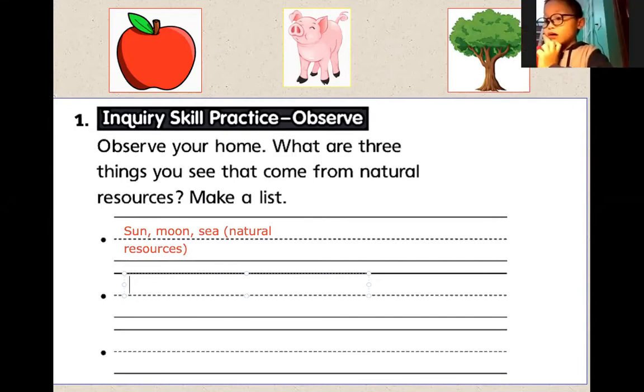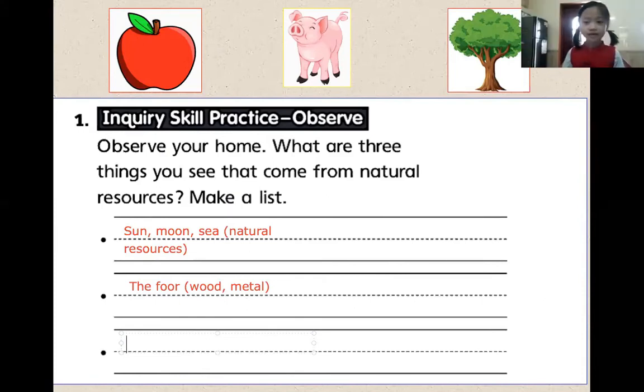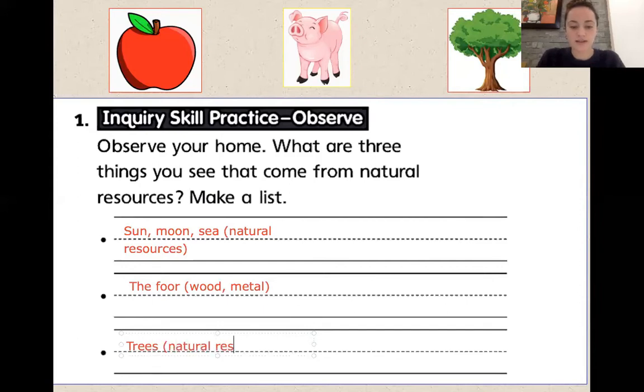A door? The door. Excellent. The door comes from natural resources. It comes from wood, from metal. Very good, Milk. I have one more, maybe from Rosie. Rosie, what's something else in your house that comes from a natural resource? The tree. So the trees are a natural resource. What can you make from the trees? What do trees make?